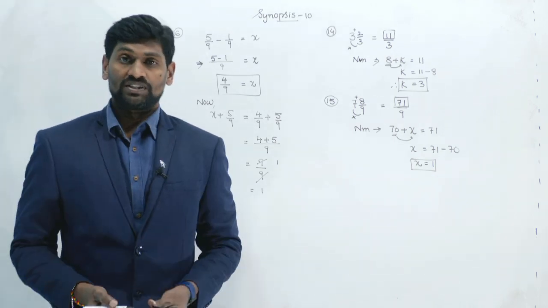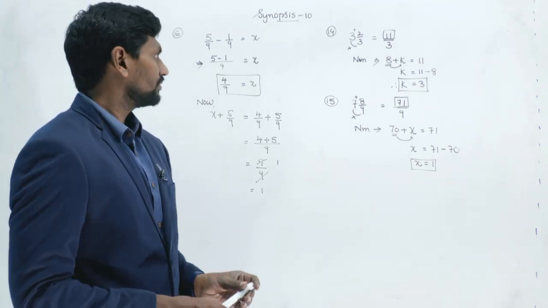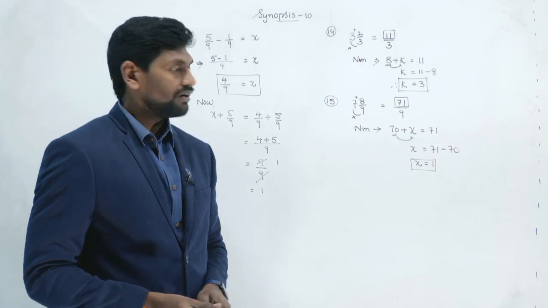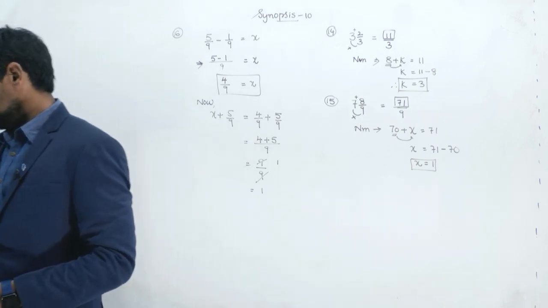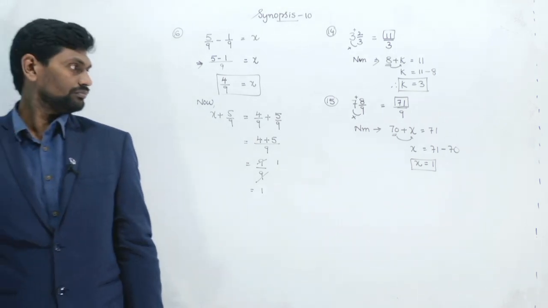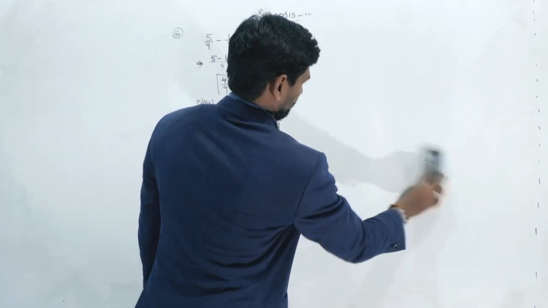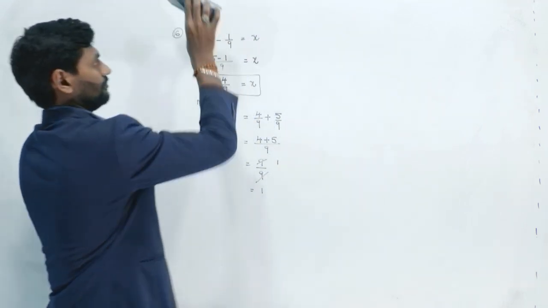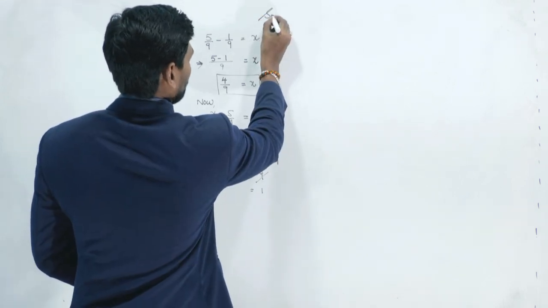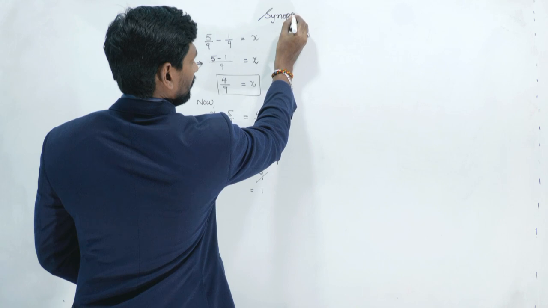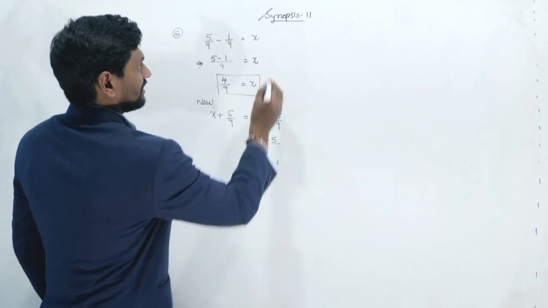Next we need to go to synopsis 11, nothing but rational numbers. Today we are going to discuss the rational numbers topic. Synopsis 11. Now about rational numbers, okay?